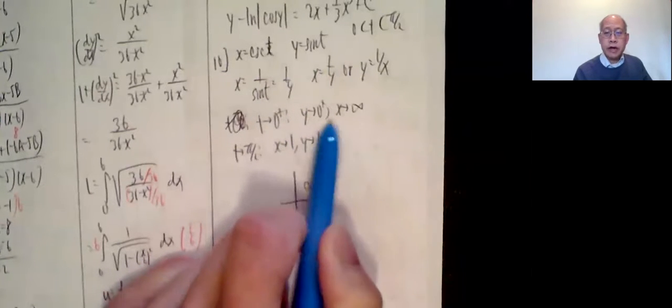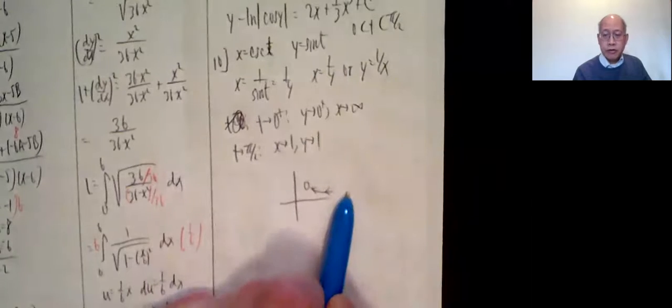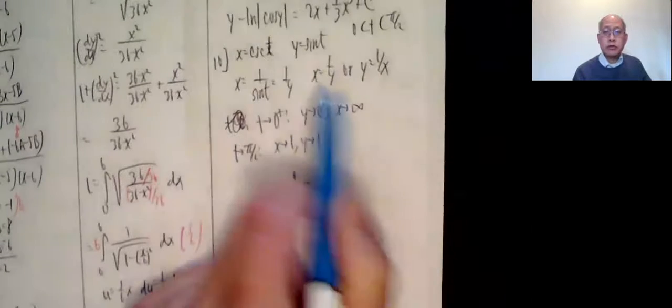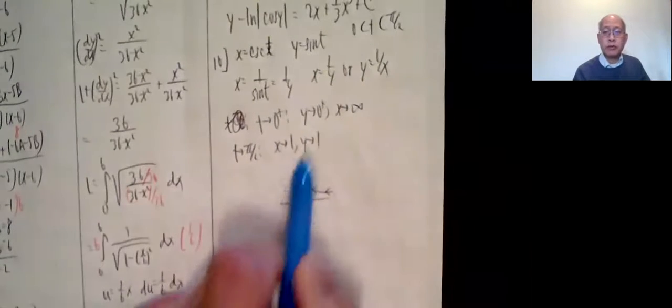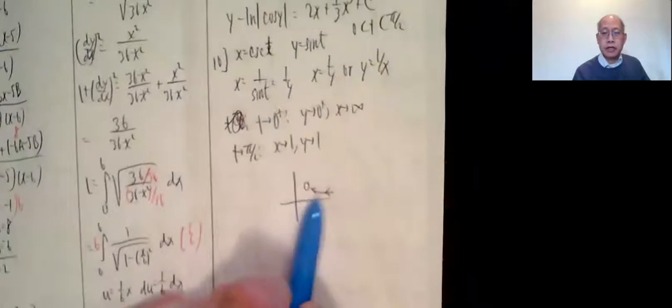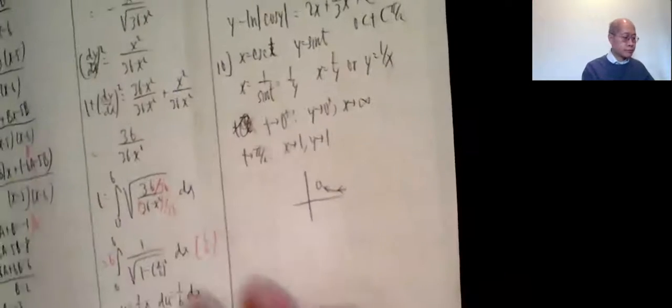So y approaches 0, x approaches infinity. So we're coming from here. At pi over 2, x and y are both 1, but it's an open circle because we're not putting a line underneath it. So the graph should look something like so.